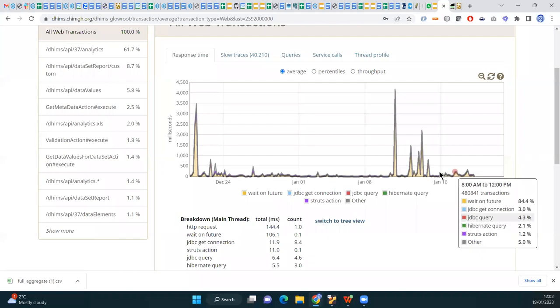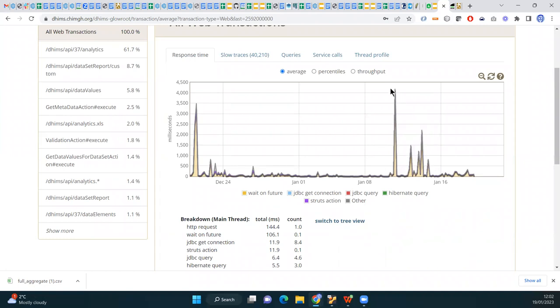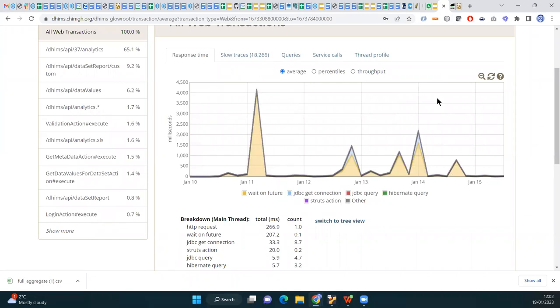Things haven't been as bad the last couple of days as they were the week before. Last week, obviously, was a little bit stressful. We can have a quick look at what was going on last week. One of the things that's a little bit interesting looking at this is that, again, a lot of this time for these long running requests, they're not actually doing anything, they're waiting. And then quite a lot of JDBC connection going on.